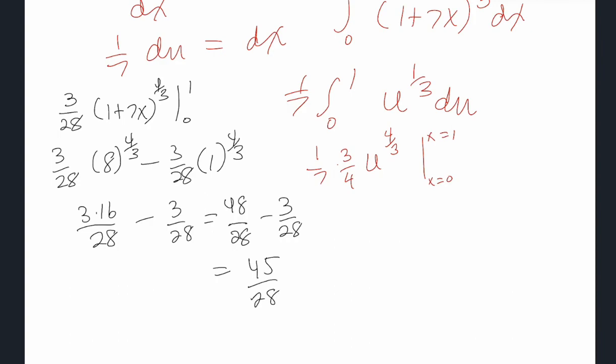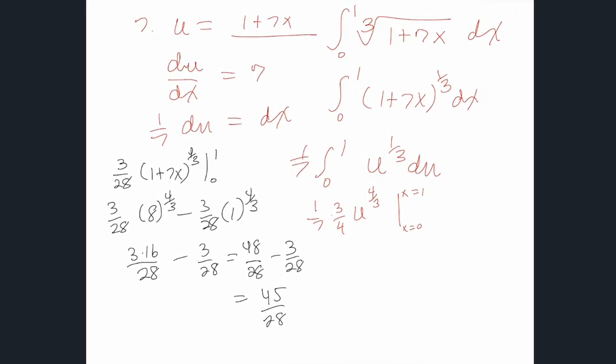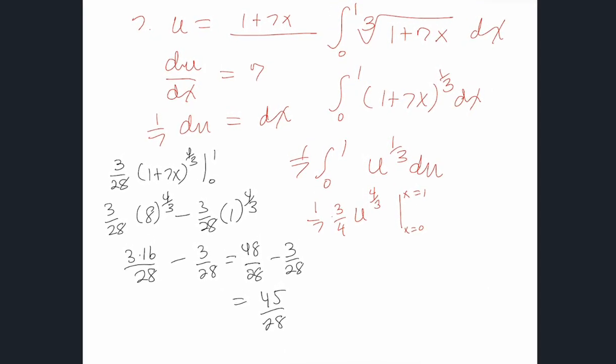Now 28 is divisible by 7 and 4, which have no common factors with 45. That's your answer. Just leave it. Okay, so that is our final answer there. Anybody have any questions about that one? Yeah, definitely.